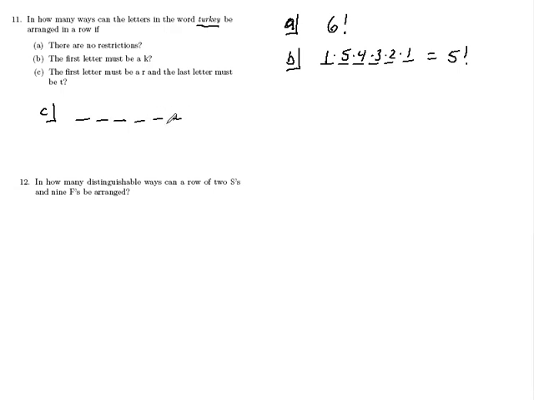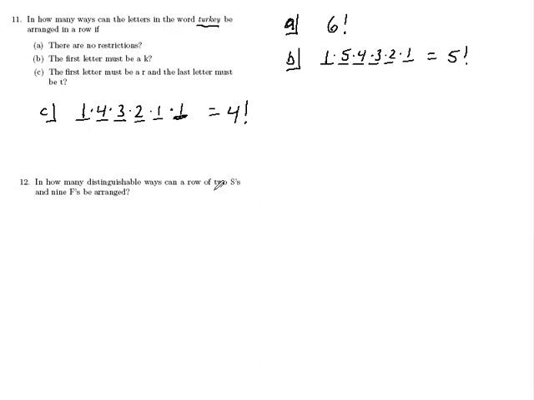Part C says the first letter must be an R and the last letter must be a T. So the last spot and the first spot have only one choice each. The other spots in between, no restrictions on those. Four times 3 times 2 times 1. In other words, 4 factorial.